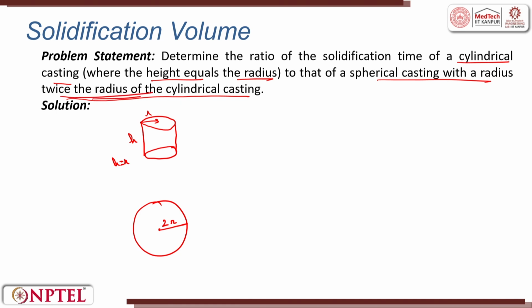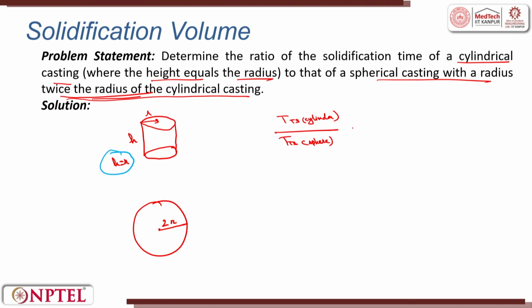We need to determine the ratio of the solidification time. So, we need to find TTS for cylinder by TTS for sphere. Only you need to calculate, it is directly given here. So, you will only use h is equal to r, this is one thing, then also you will use radius is equal to 2r for the sphere. Simply you can calculate this ratio.